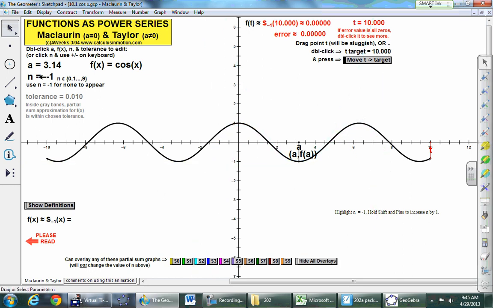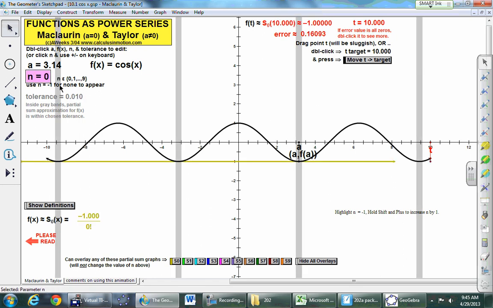And I'm going to click on this guy. All right, so here's our tolerance. Tolerance is 0.01. So when I click this guy and hit the plus sign, it's going to show me that this bottom approximation is quite good inside of these gray rectangles. So if you are very near x equals pi, then that approximation and the cosine curve differ by less than 0.01. They're really close to each other.